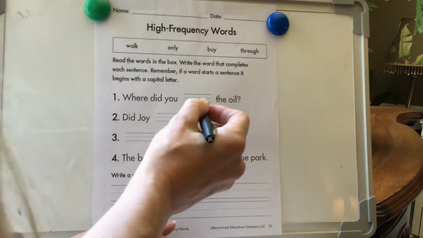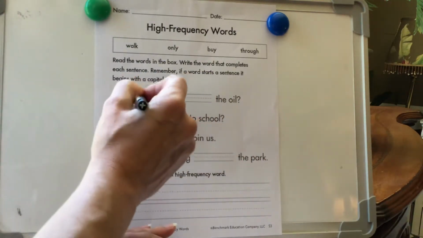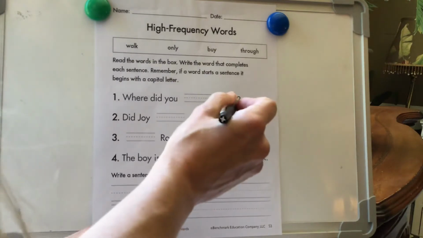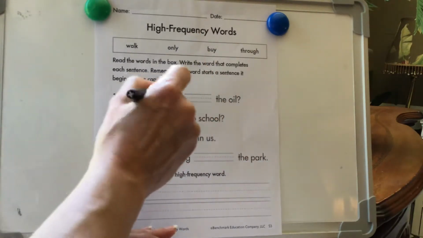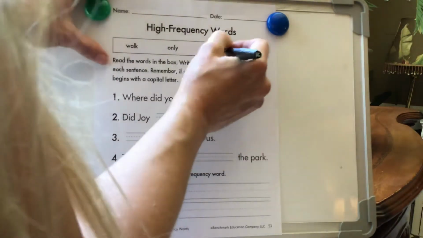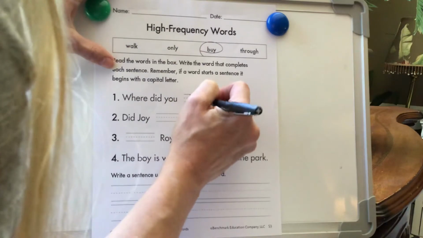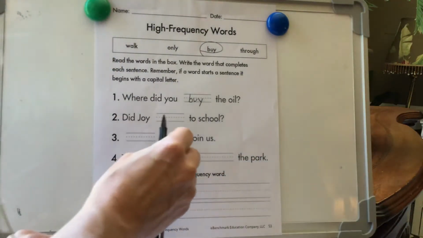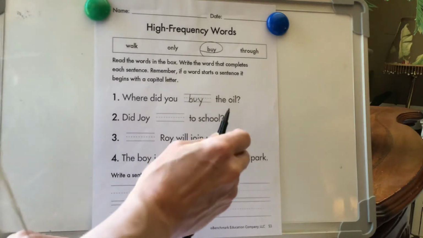Where did you blank the oil? Where did you walk the oil? That doesn't make sense. Where did you only the boil? Where did you buy the boil? That sounds right. Let's check. Where did you through the boil? Yeah. So buy is what we're going to use here. B-U-Y. Okay. Did Joy blank to school? Did Joy walk to school? That makes sense. But let's check the other ones.